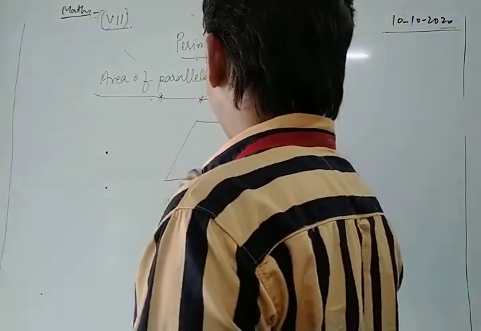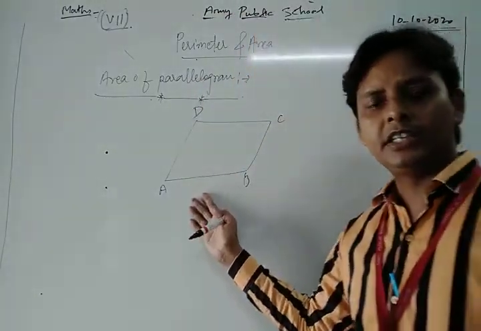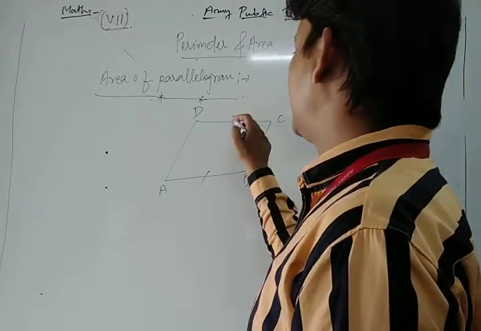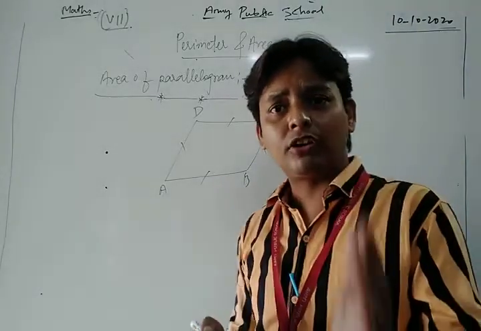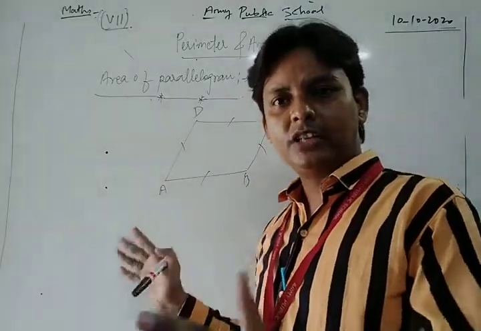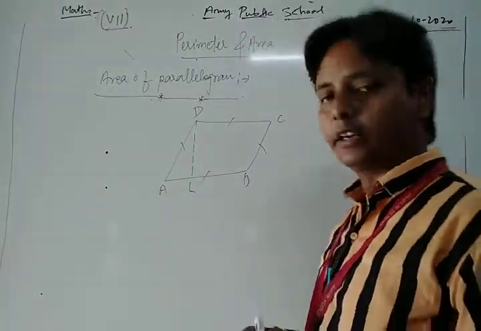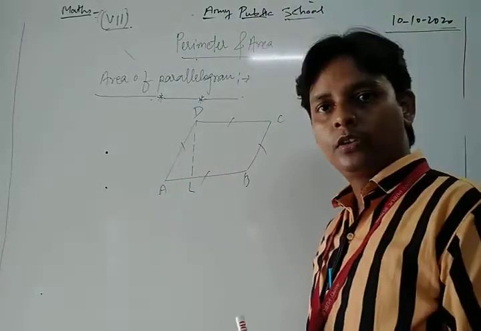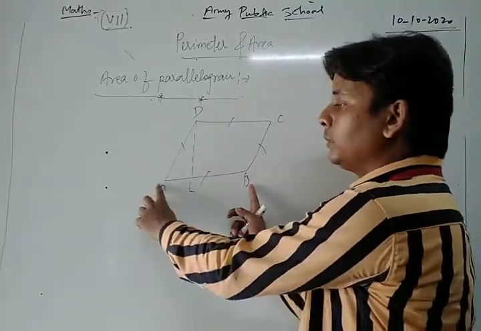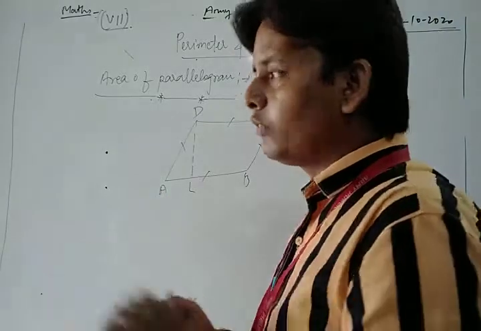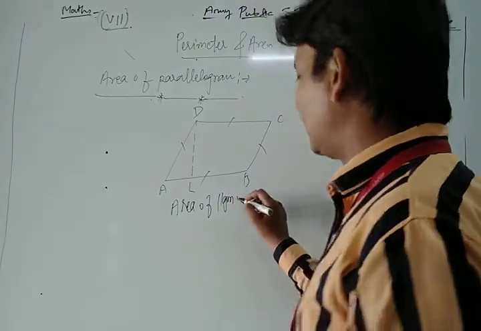Suppose this is a parallelogram ABCD in which opposite sides AB and CD are parallel, and AD and BC are parallel to each other. Now what is the formula for the area of the parallelogram? Suppose we draw DL perpendicular to base AB. Here DL is the perpendicular length corresponding to the base AB. So the general formula for the area of a parallelogram is base into height.